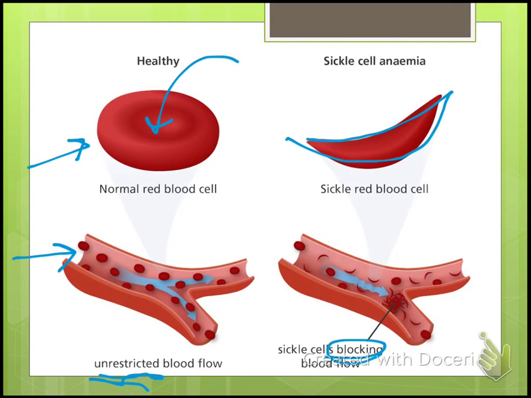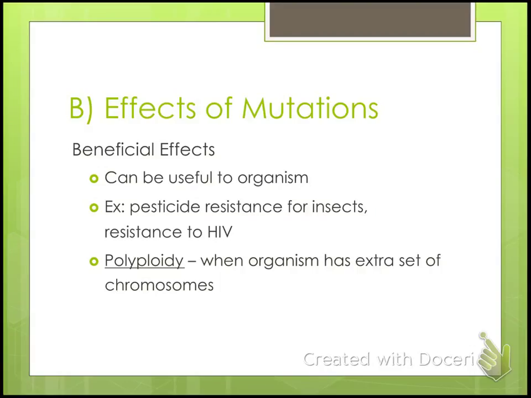Because they're not circular, they can build up in this clump right here. A clump in blood in your artery moving throughout your body is not good because you need blood to get to all parts of your body. This can result in very serious health issues. We have 3 more slides to go. Let's talk about the beneficial effects.